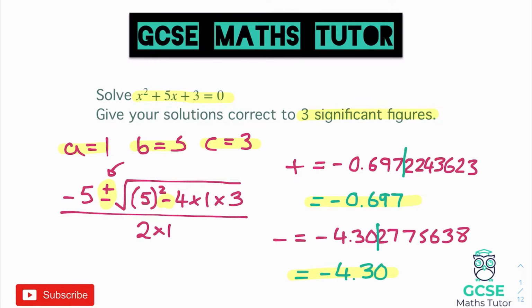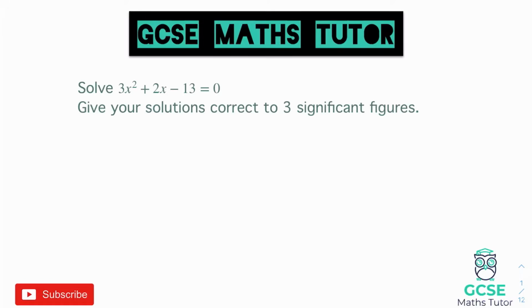But we'll have a look at one more question and practice this before you have a go. So let's have a look at that one now. Okay, so for our next question we have a very small change in the quadratic. Notably, if you've noticed this first line here, it says 3x squared plus 2x minus 13 equals 0. So we have a negative 13 here for our c value.